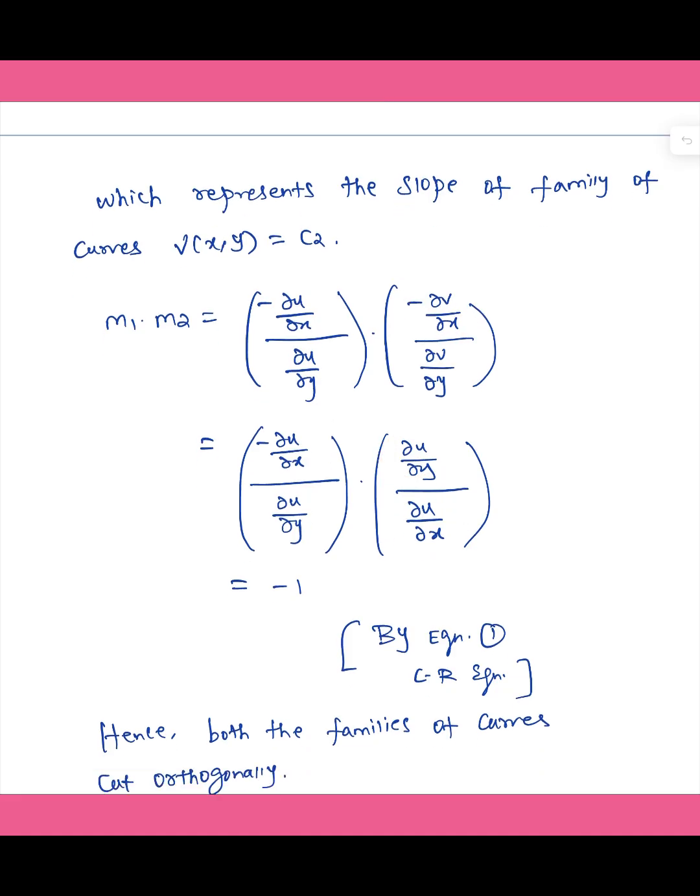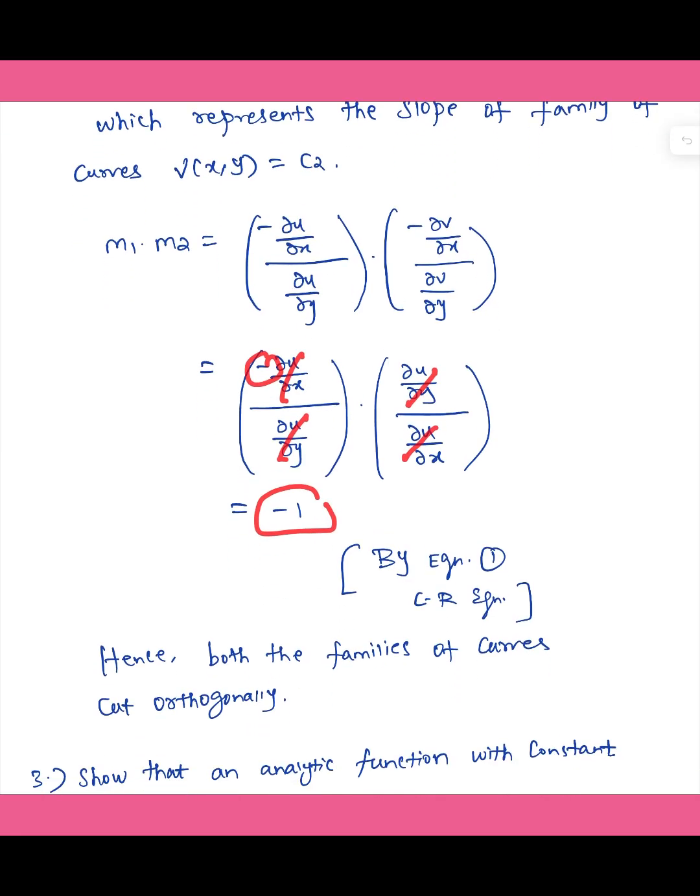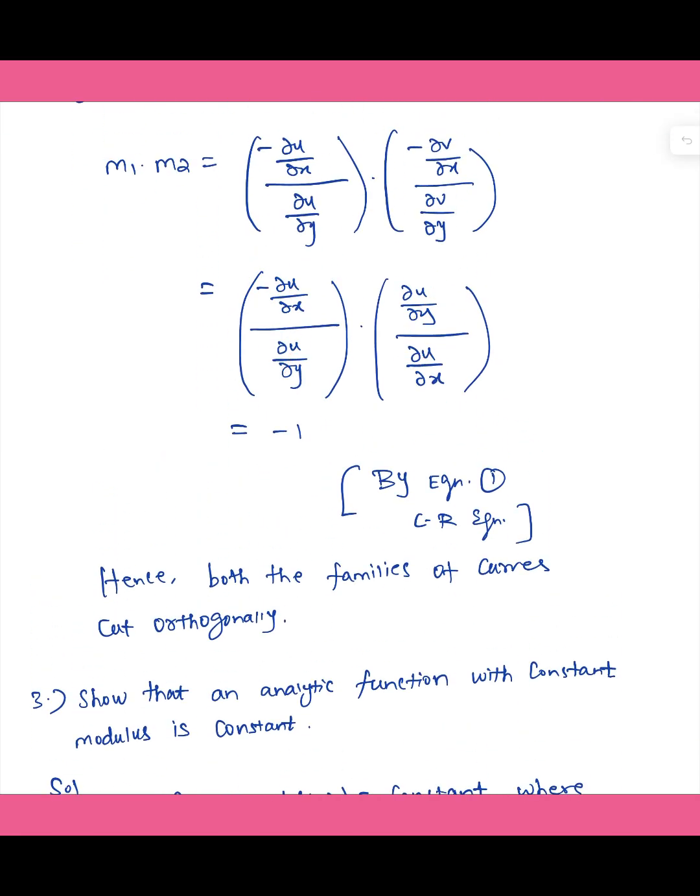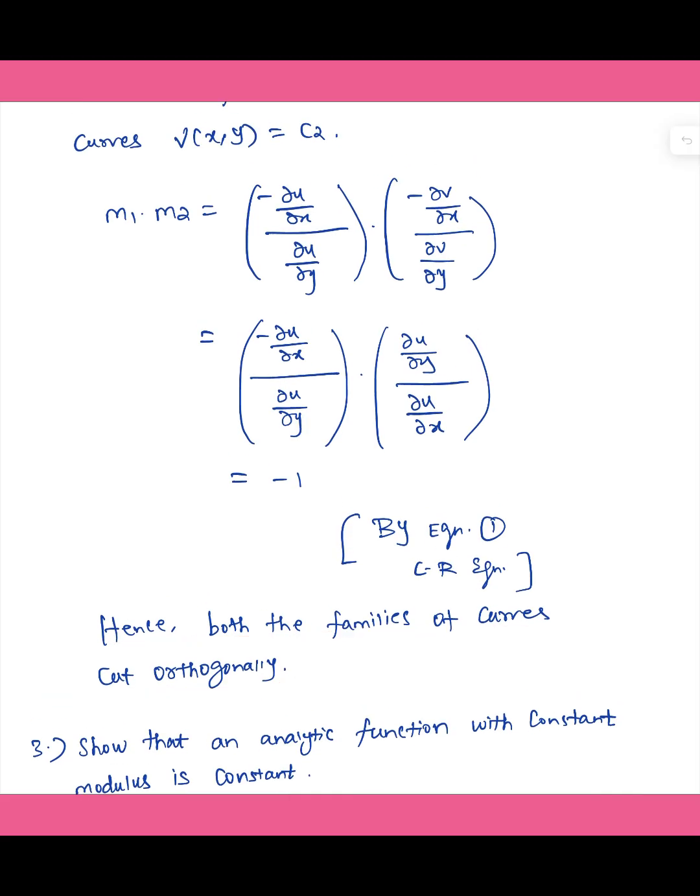Now we need to get minus 1. You have a negative dou u by dou x, and the remaining terms are positive, so they cancel, and the negative sign is left out. So you have minus into 1, which is minus 1. So we have proved m1 m2 is minus 1, hence both the families of curves cut orthogonally. Thank you.